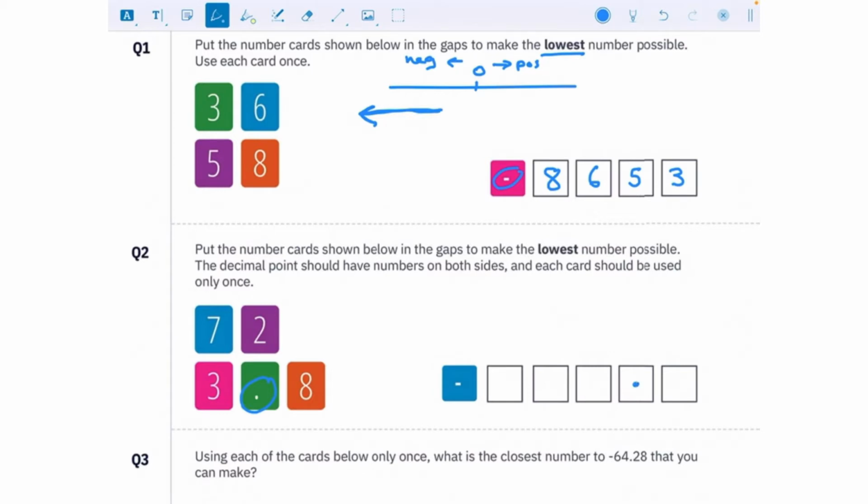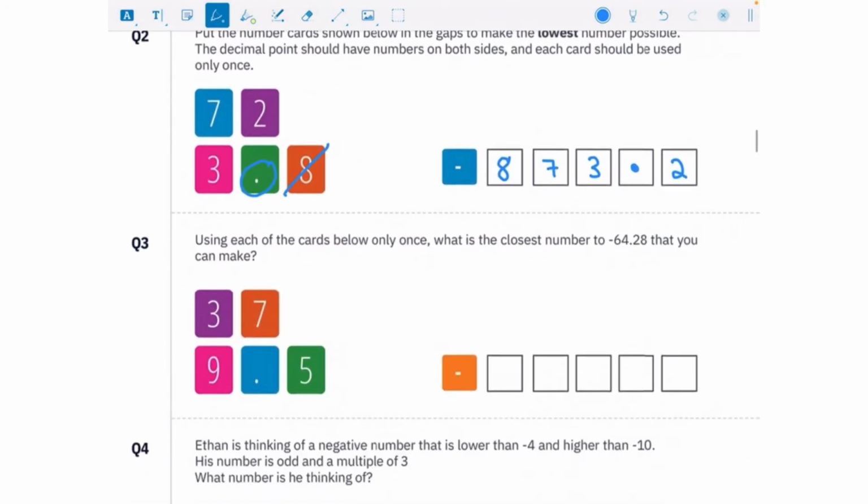Now I can't put it here, because we were told in the question I've got to have numbers on both sides. So the decimal point is going to need to go there. And that's going to allow us to make the biggest possible number, which will then make it as small as possible. So we're going to do 800. Again, we're prioritising those big numbers in the furthest over columns. And then 73.2. So we've just made the big numbers at the start to make it as small as possible overall when we make it negative. Well done.